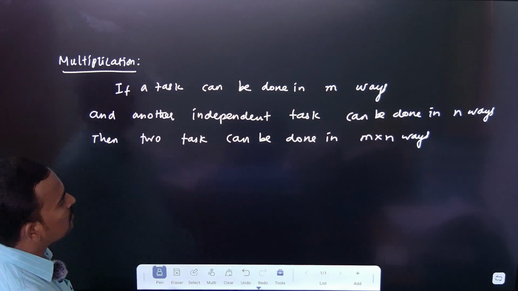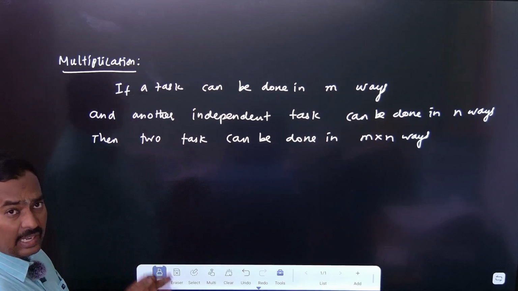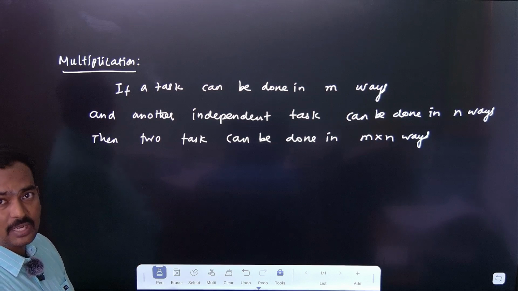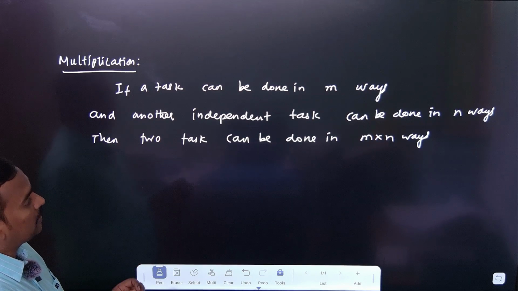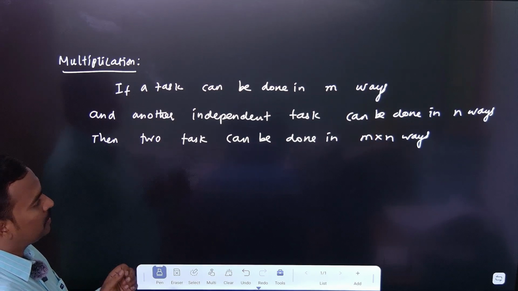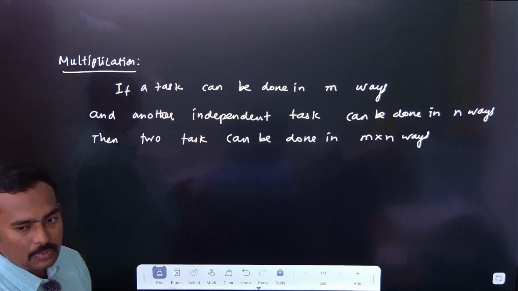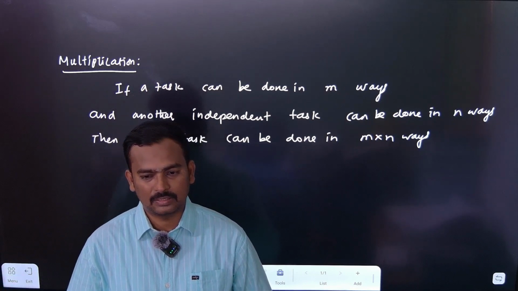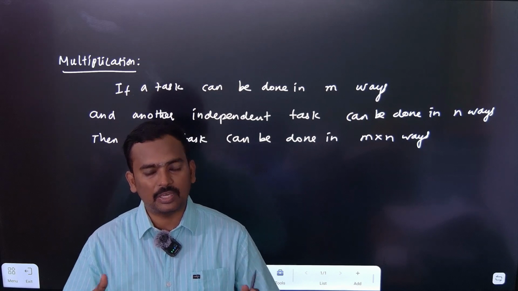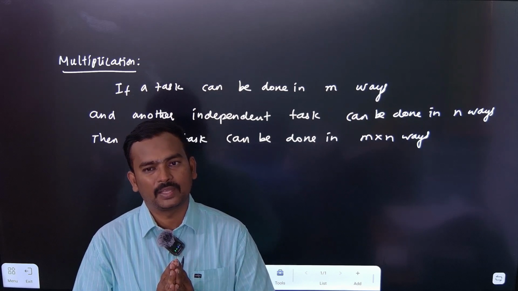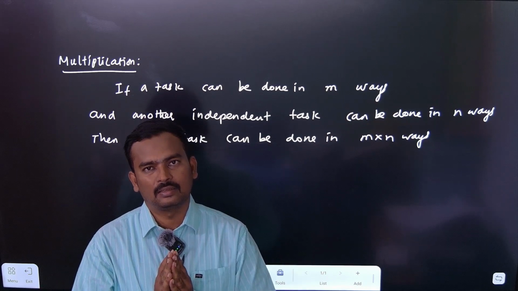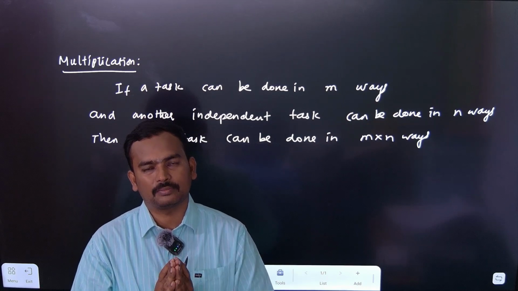So when the question asks for "and", including both events happening at the same time, you have to use multiplication. Let us take an example. Suppose there are 5 students and the teacher wants to arrange them in a row for a photograph, right? There are 5 students and 5 seats. So how to arrange them?